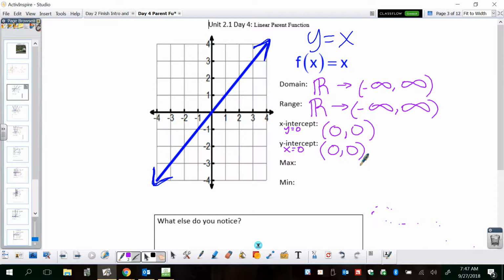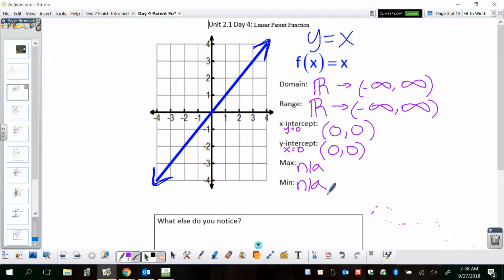Okay? So what about our maximum? Does it have a maximum? Does it have a minimum? No. So you can write none, you can leave it blank, you can write NA, it doesn't matter, whatever you want to write to remember. Why does it not have a maximum? Because it keeps going forever. So it's going taller forever and it's going down forever. Like it's never going to stop. Therefore, it'll never have a maximum or a minimum.